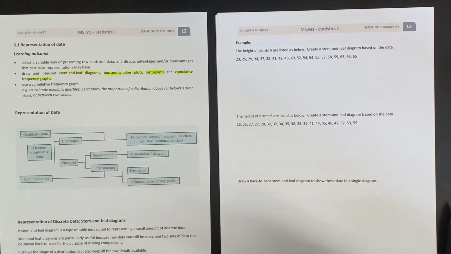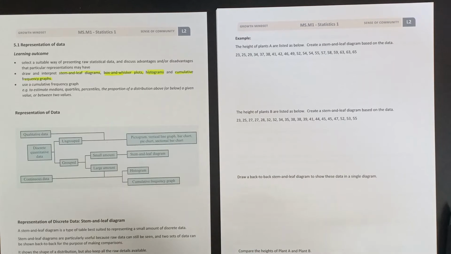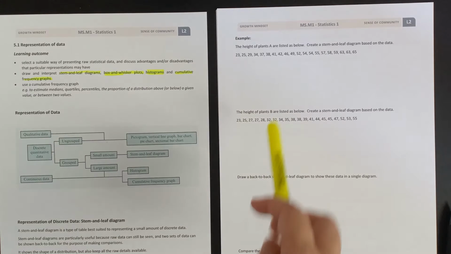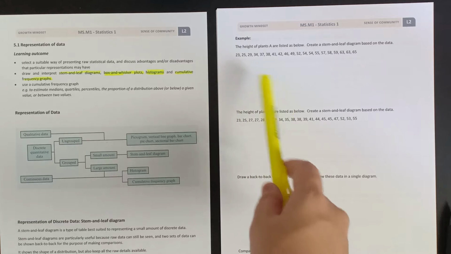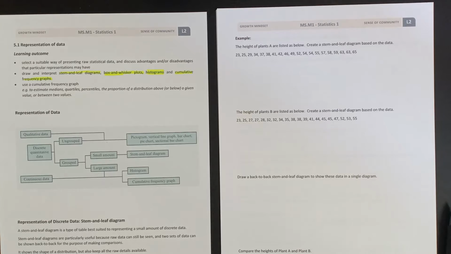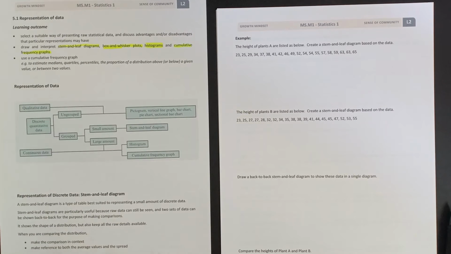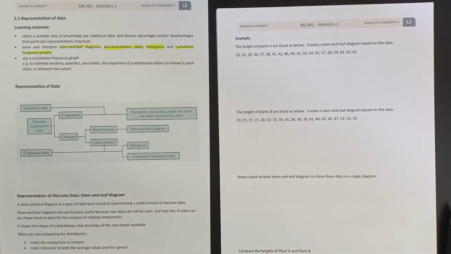Okay, the first one is actually going to be quite easy. It's called stem and leaf, so you need to identify yourself which stem is suitable for this question. By looking at this question, you can see that the minimum is 23 and the maximum is 65. So the range or interval size that will be suitable here is a group of 10.